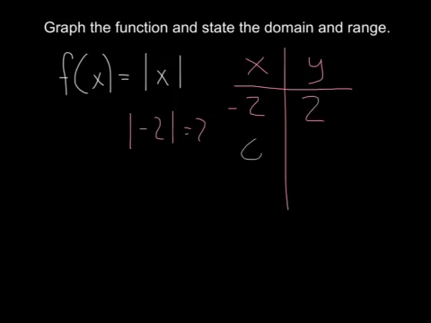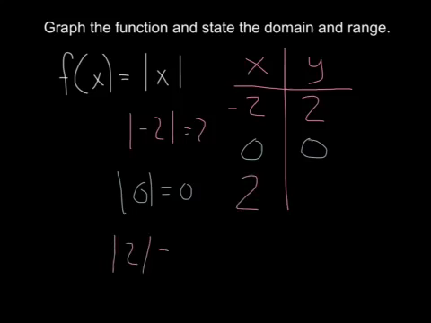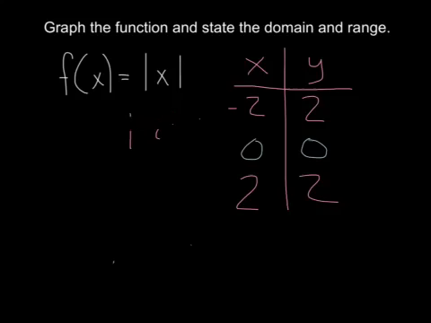Okay, let's go ahead and plug in 0. If I plugged in absolute value of 0, that would give me 0. Okay, let's plug in, let's say, how about positive 2? If we plugged in absolute value of positive 2, we would get positive 2. So now we've got ourselves a nice little chart there of points. And we can use that chart to map our points out and connect it to get our overall graph.